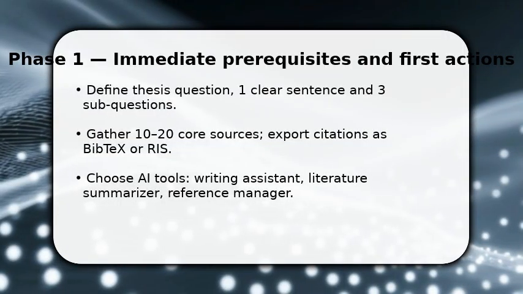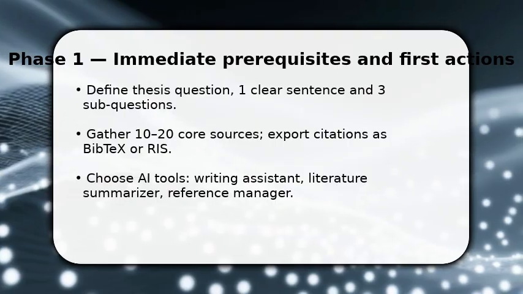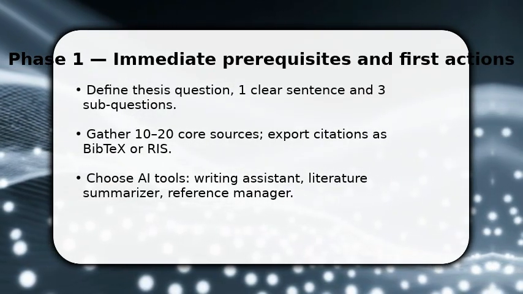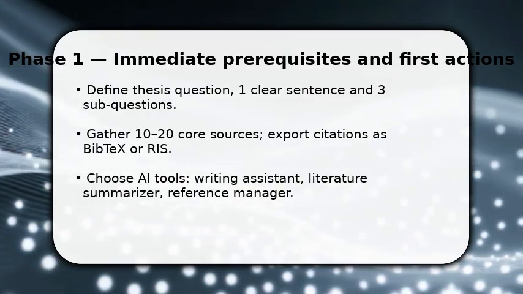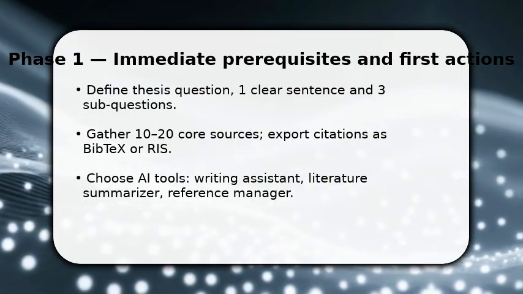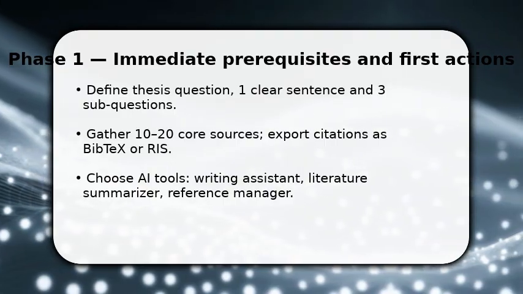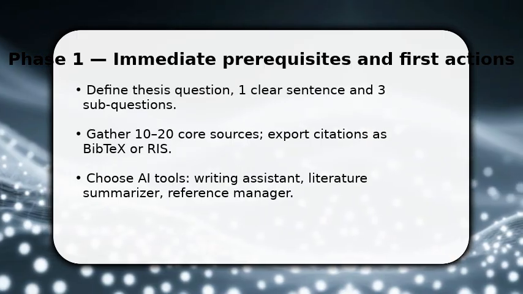You begin by locking a precise research question because clarity guides every later step. Next, collect 10-20 core sources and export citations so references stay consistent. Then pick an AI stack: a summarizer for papers, a drafting assistant for structure, and a reference manager to sync citations. Start a project folder and a versioned outline file. This gives you a single truth.